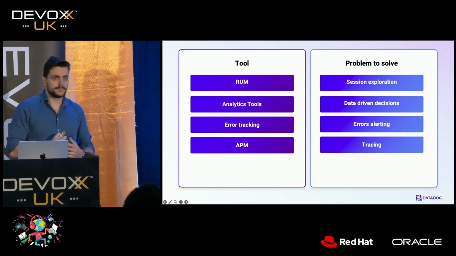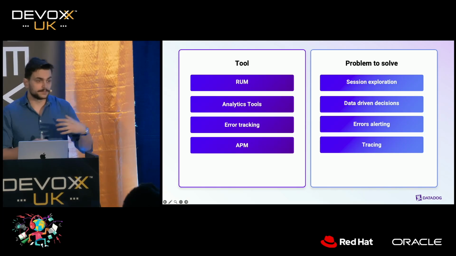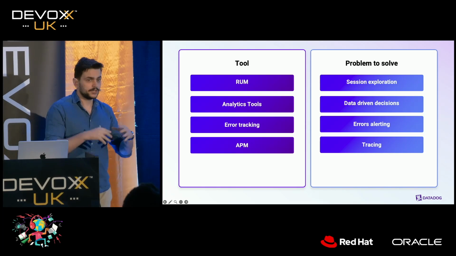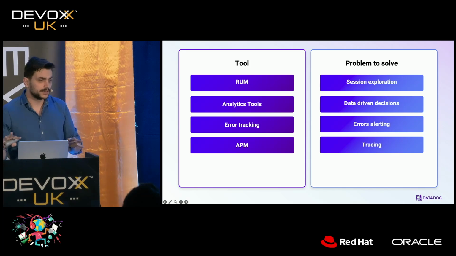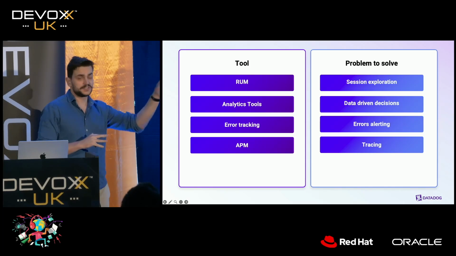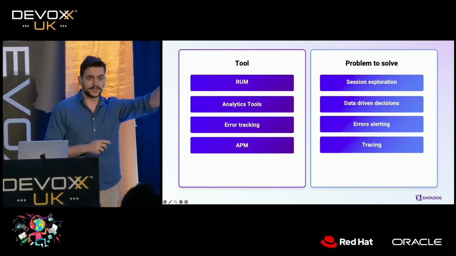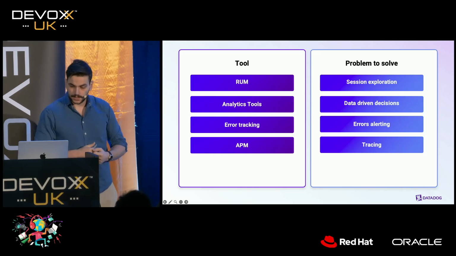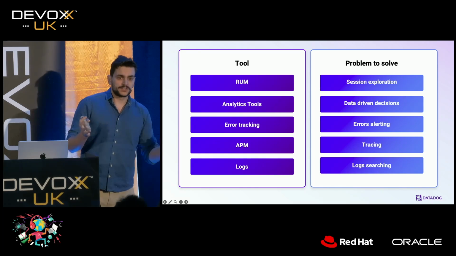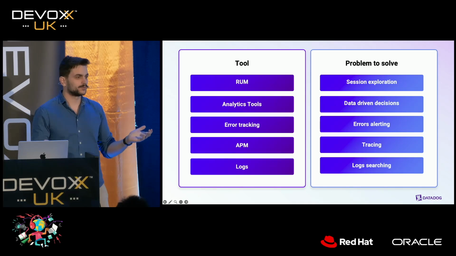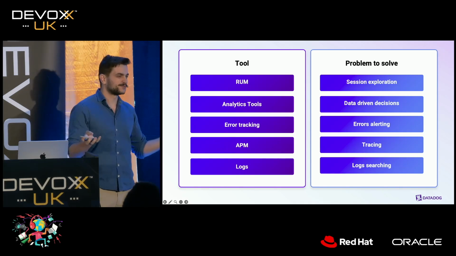Then you have APM to get some tracing in your application and to understand what's going on in your application, and maybe tracing until your database or your server. And at the end, you have log searching. I won't explain what it is. It just helps you to search logs.